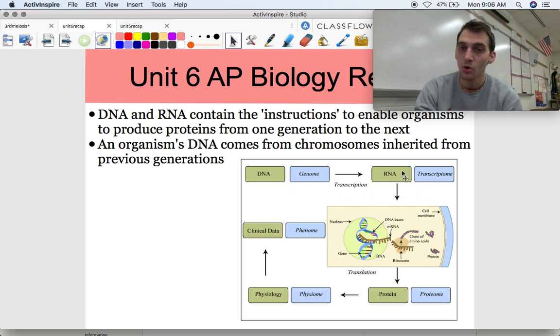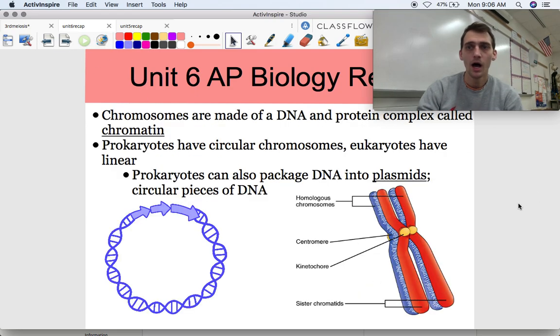DNA in the genome is transcribed through to RNA, and RNA is translated into a protein, right? And what do you actually inherit from your parents? You would actually inherit through chromosomes. We talked about that last unit as well. They are made of DNA and a protein complex called chromatin. Prokaryotes have circular chromosomes. Eukaryotes have linear chromosomes, and this is what actually gets passed down.